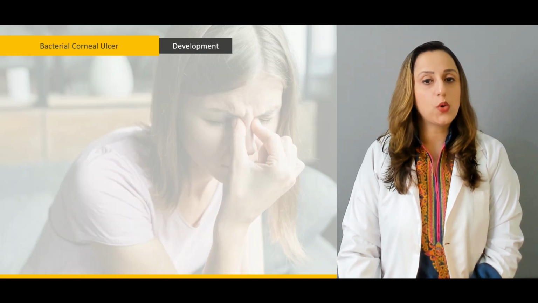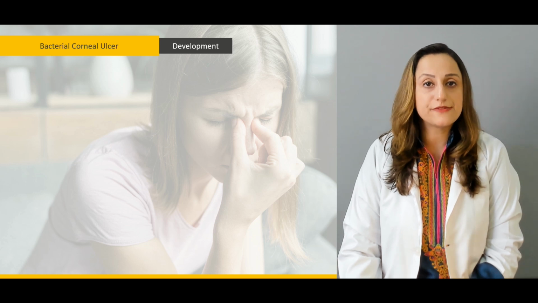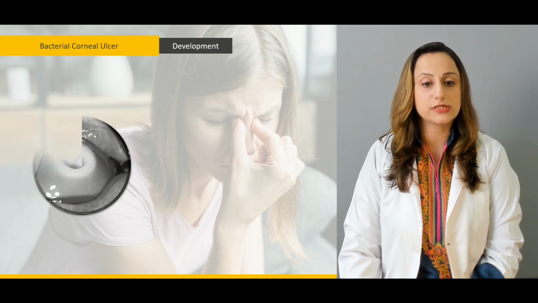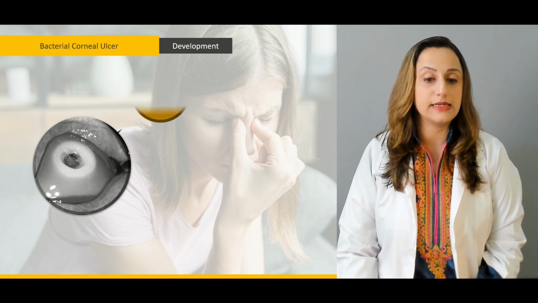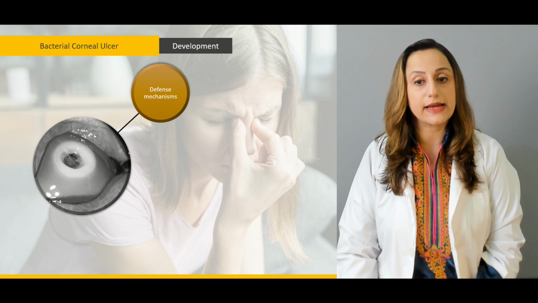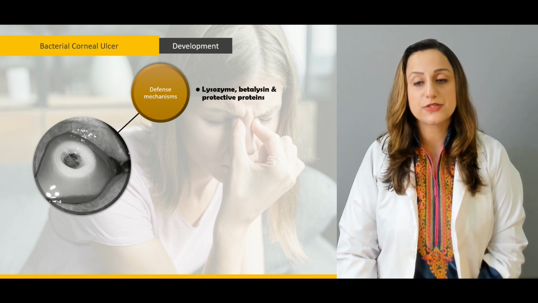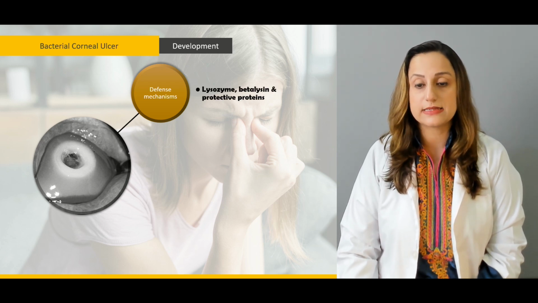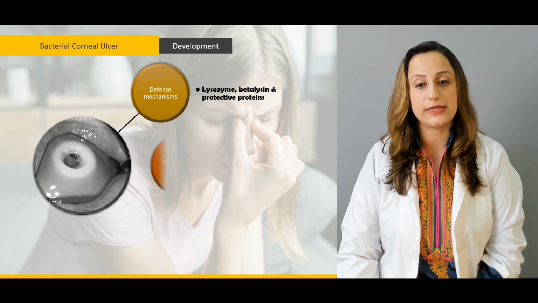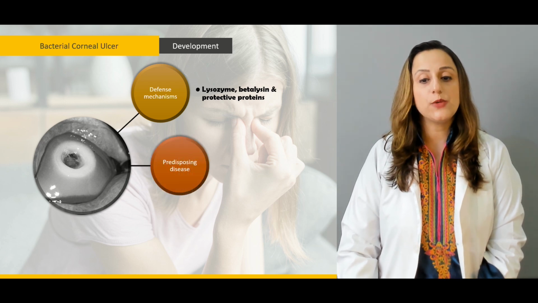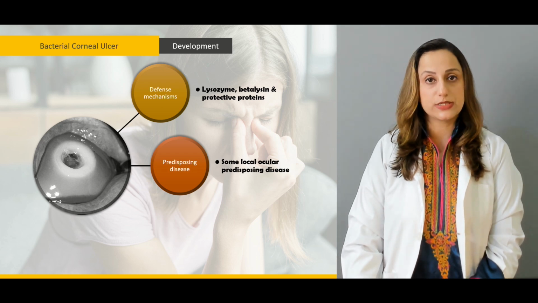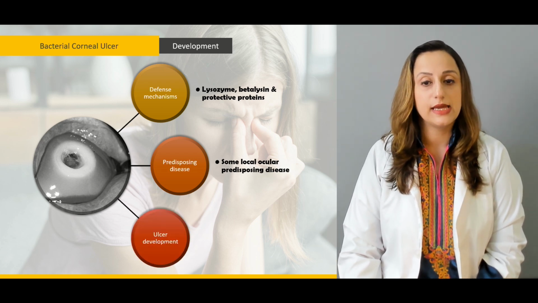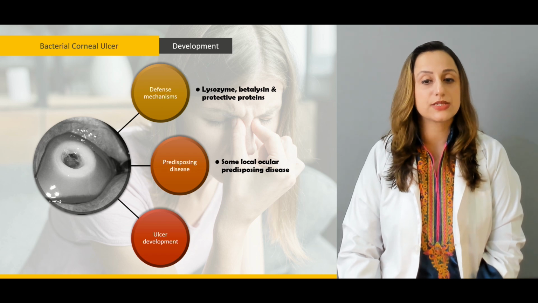Now, the bacterial corneal ulcers and how do they develop? This is again very important, how do these corneal ulcers develop in an individual? There is a defensive mechanism. The lysozymes, for example, the beta-lysins and the protective proteins are quite important over here. Then we have the predisposing diseases, for example, some local ocular predisposing diseases, which are quite important. And finally, we have the ulcer development.